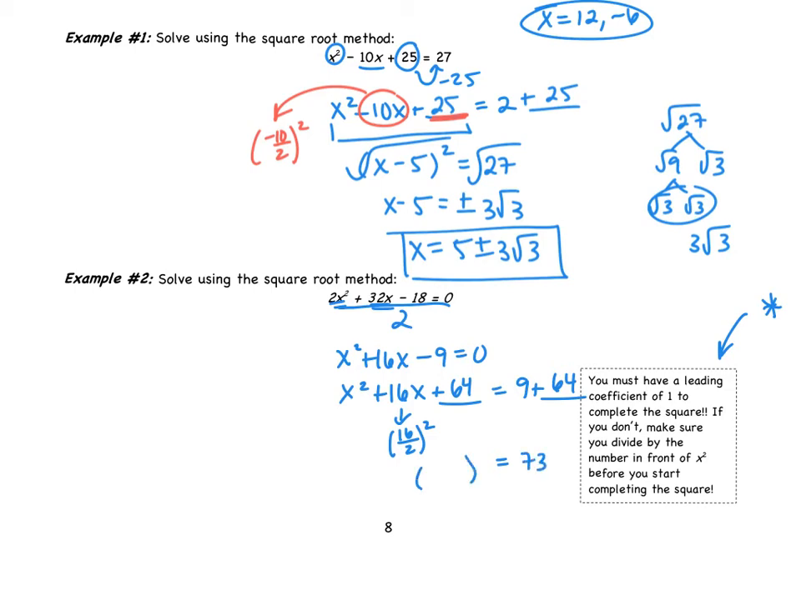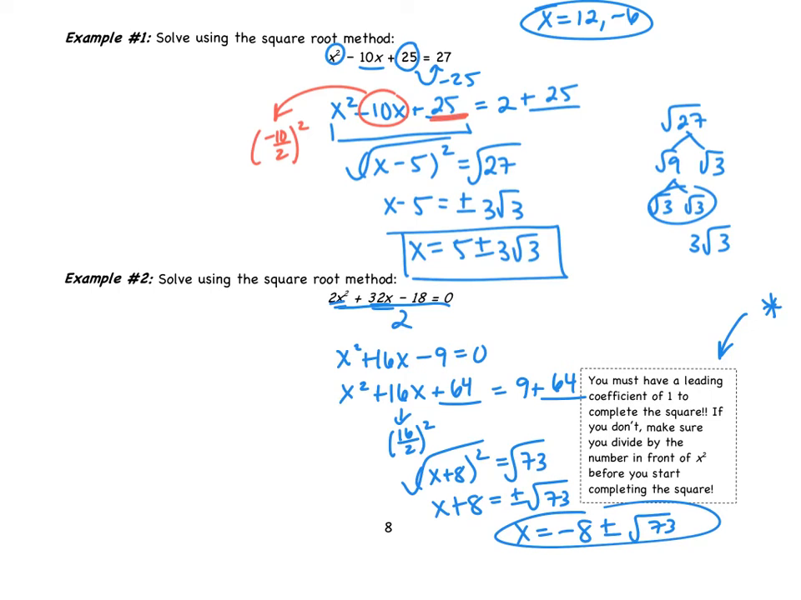The left side should factor now. Two numbers that multiply to 64 but add to 8. So product sum, it's going to be 8 and 8. So we get x plus 8 squared. Now I'm ready to use the square root method. So I can take the square root, get x plus 8 equals plus or minus root 73. Again, don't forget the plus or minus. Moving 8 over, I get negative 8 plus or minus root 73.